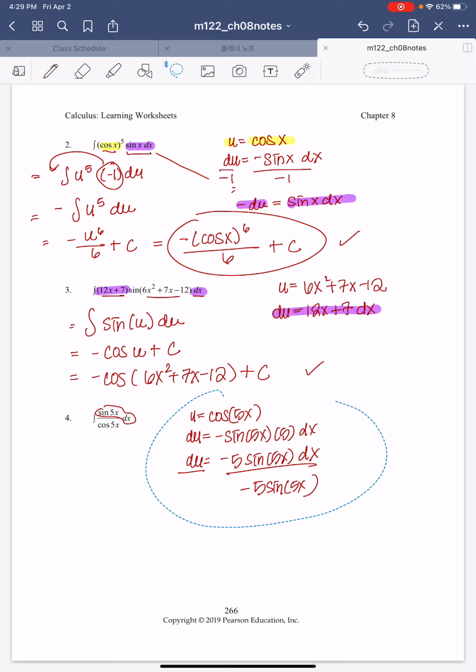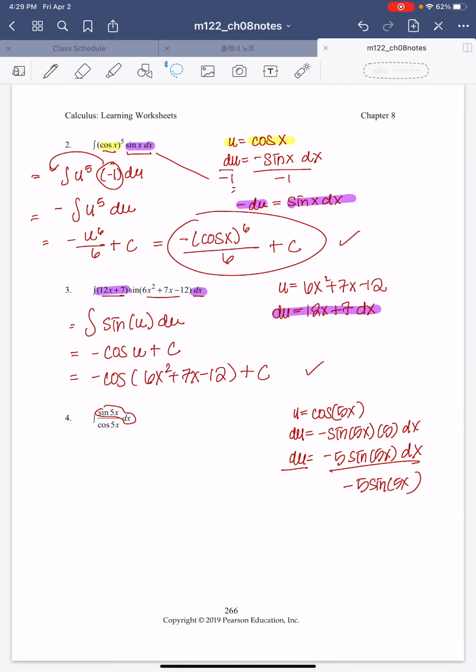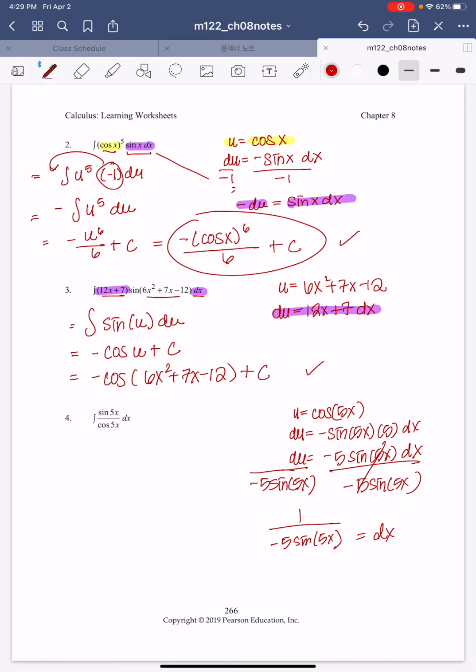Let's put it on the side here. Negative 5 sine 5x. So my dx is 1 over negative 5 sine 5x. So I'm going to substitute that for my dx, it will be replaced by this whole thing here.